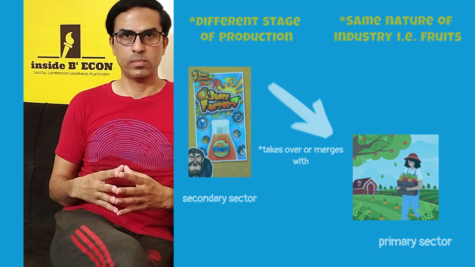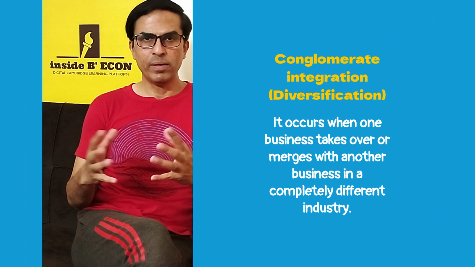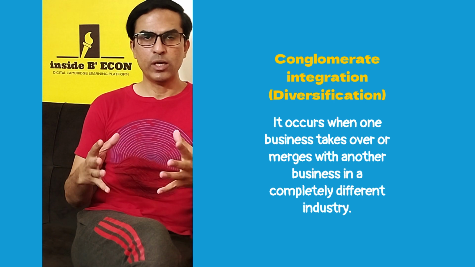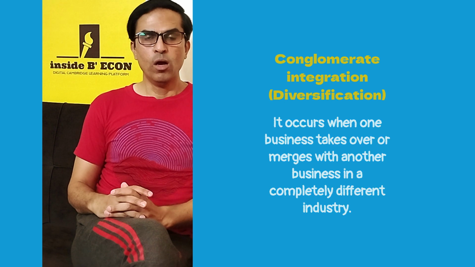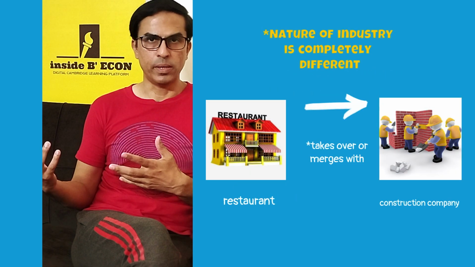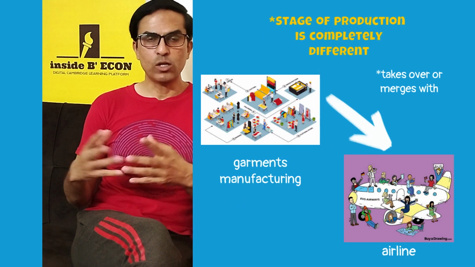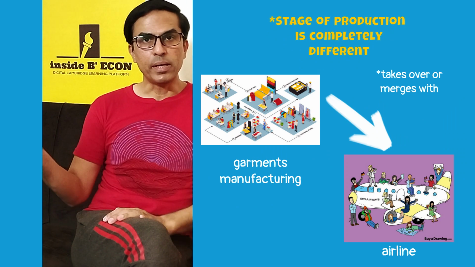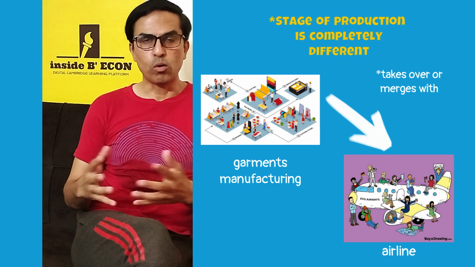Last but not the least is conglomerate integration. Another name given to it is diversification. It occurs when one business takes over or merges with another business in a completely different industry. For example, a restaurant business takes over a construction company, or a garments manufacturing business takes over or merges with an airline company. Now it is in a completely different industry. So such type of integration is called conglomerate integration.